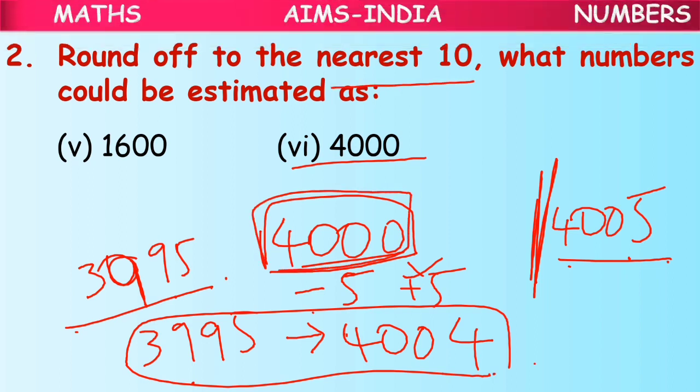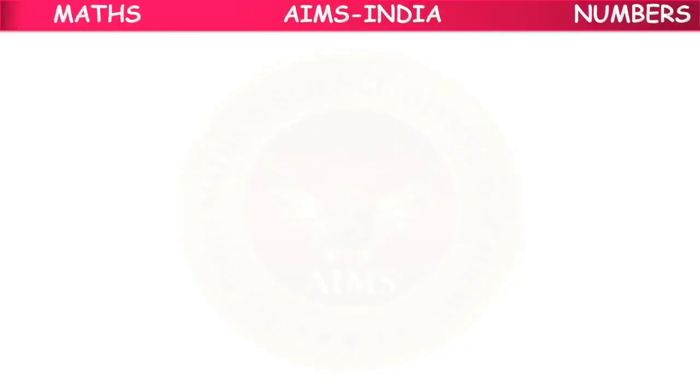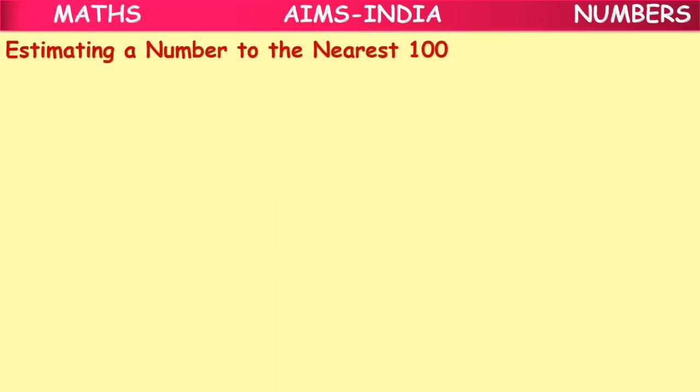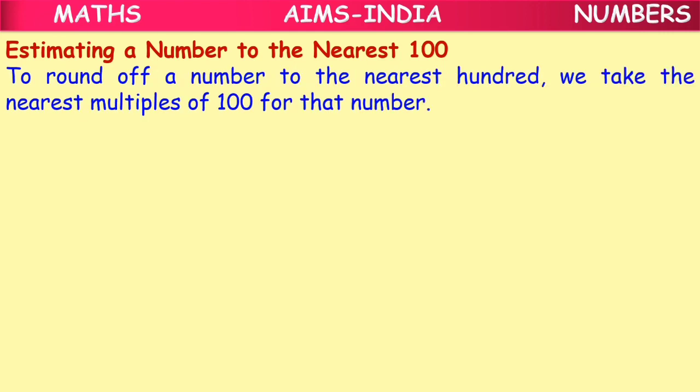Because when you understand how to estimate a number to the nearest 10, it will be easy for you to understand the next two concepts we are learning today, of which the first one is estimating a number to the nearest 100. What did we learn yesterday? We learnt about estimating a number to the nearest 10. Today we learn about estimating a number to the nearest 100.